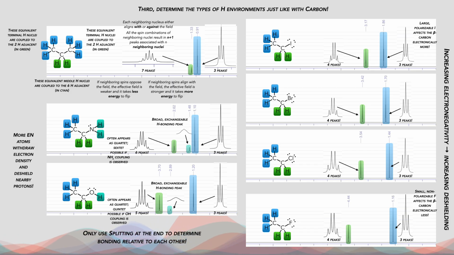Notice again how electronegative atoms shift nearby proton signals downfield. Broad exchangeable peaks from alcohols and amines may or may not couple depending on exchange conditions. NMR interpretation is therefore not just pattern recognition, it is interpretation of electron structure and molecular dynamics.